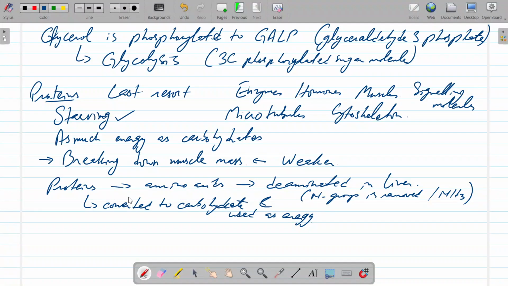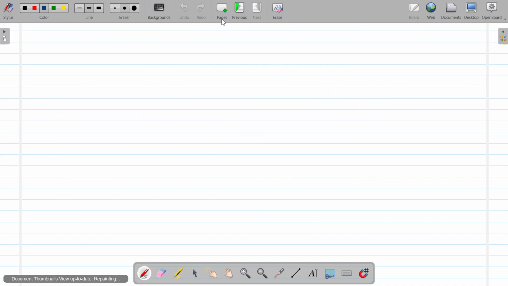Okay. So coming back to the whiteboard. Now that's all there is to talk about as far as the respiratory substrates are concerned. So next, we will talk about respiratory quotients.